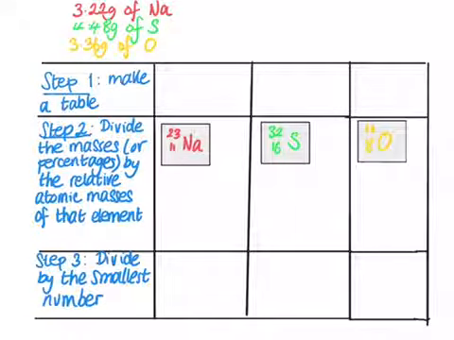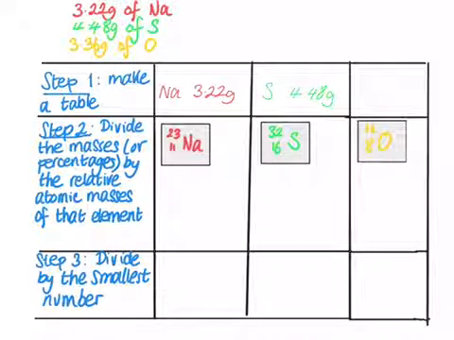So to solve this, the first thing we're going to do is to make a table. So we're going to keep the colours the same as the question. So we're going to have sodium, it has 3.22 grams in it. The second element is sulfur, and that has 4.48 grams in it. And the last element that the question says the compound has in it is oxygen, which is 3.36 grams.